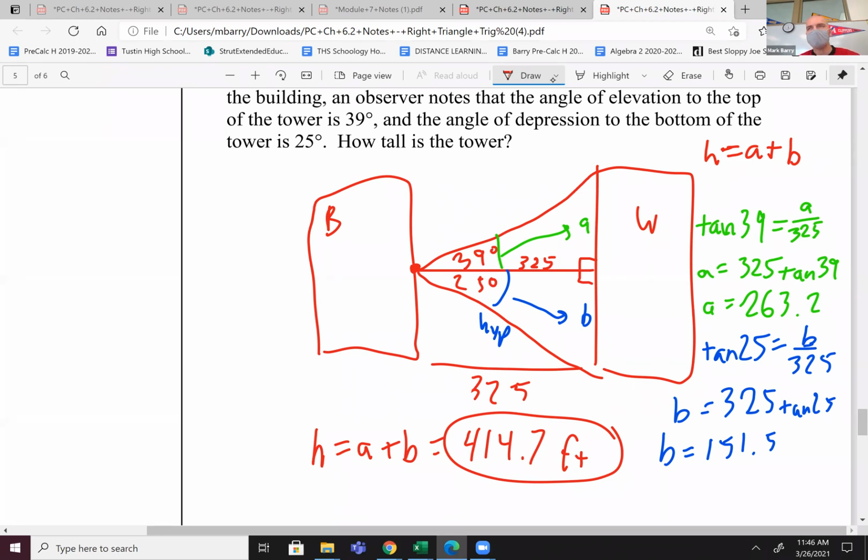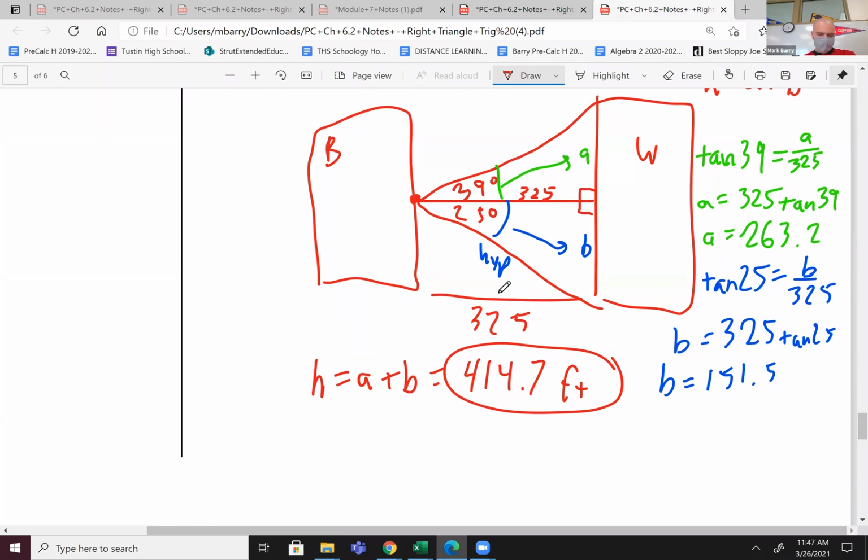Yeah, I love that problem because it's like angle of elevation and angle of depression together in the same problem, putting together two triangles to make a bigger side length. Awesome. Okay, so we're done there with notes.